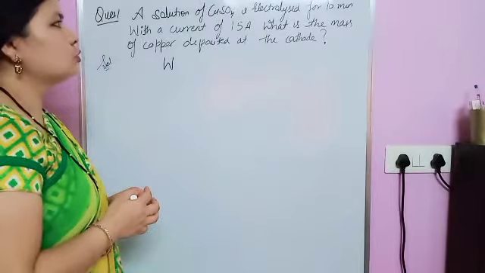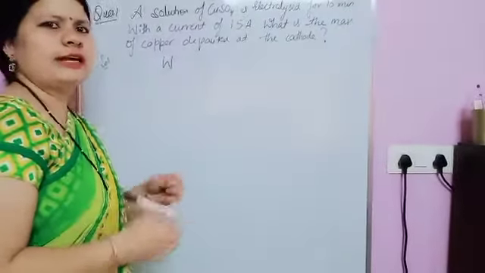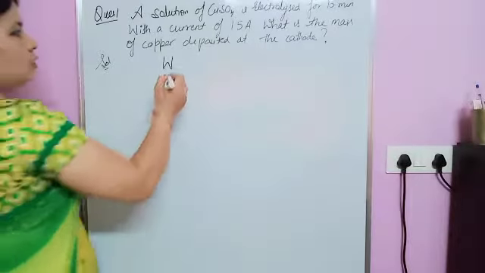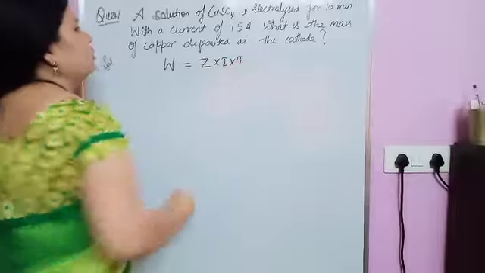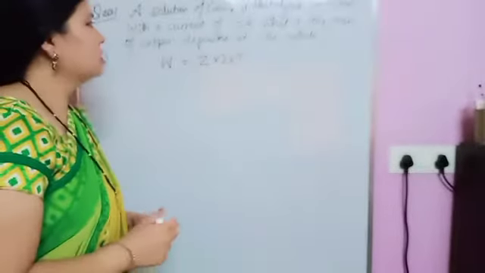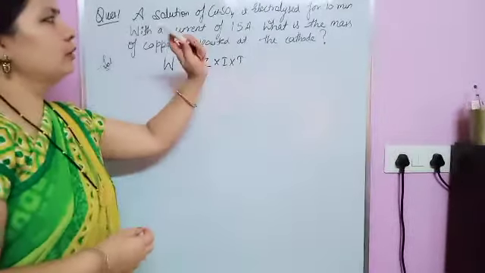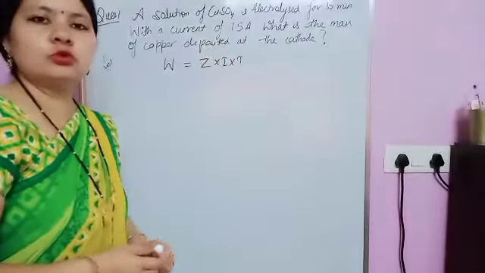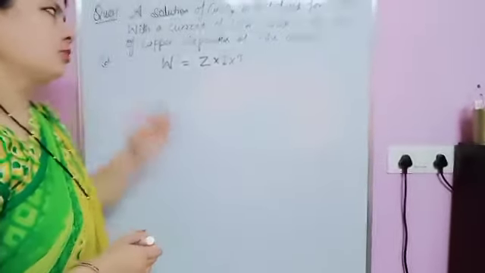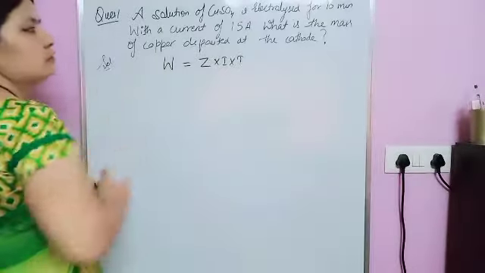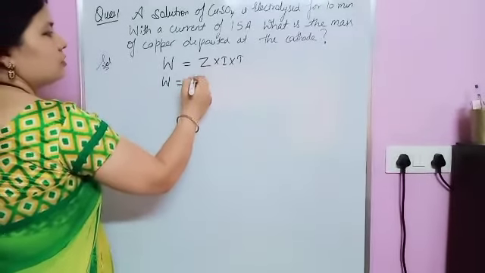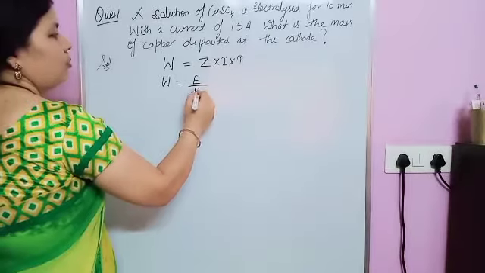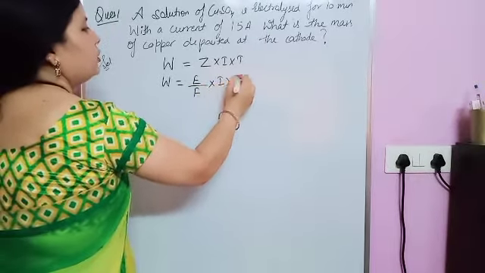So W is equal to Z into I into T. Okay, why am I not using Z into Q? Because Q is not given to you, but time and current are given to you. So directly I'm using this formula. Now in this one, instead of Z, we can write E upon F into I into T.